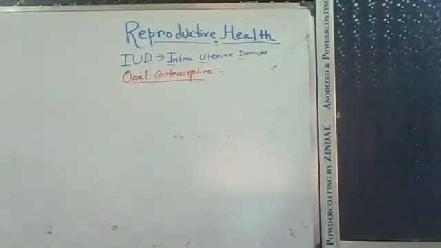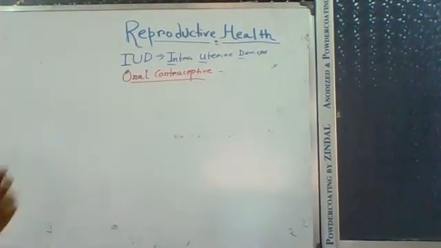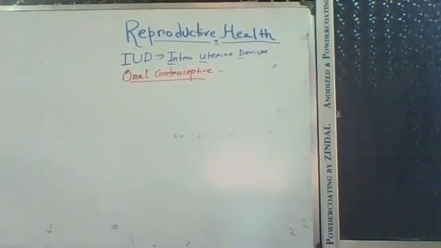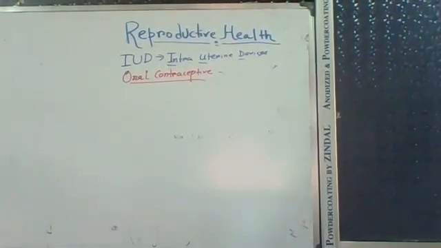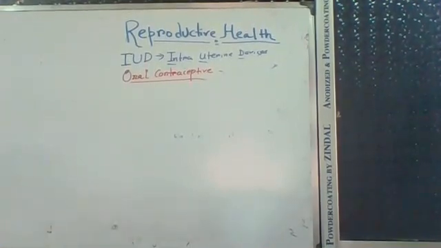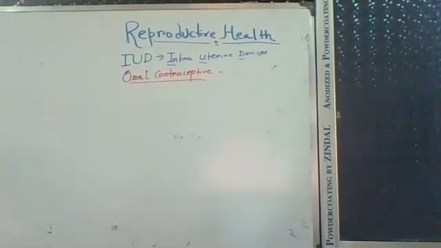So this is oral administration of small dose of progesterone or progesterone-estrogen combination in the form of tablet. Here we take different kind of tablet. These are called oral contraceptive pills.